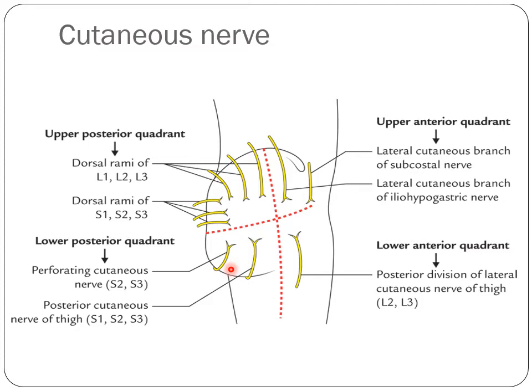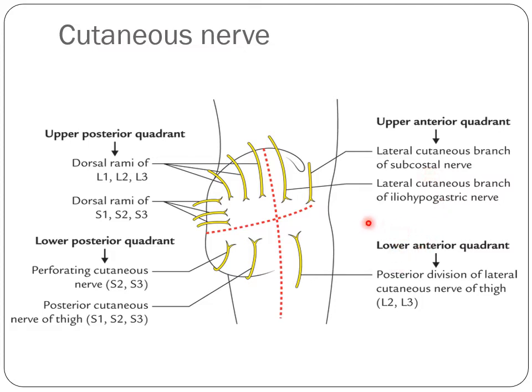It is thus evident that the area of skin supplied by the ventral rami derives from widely separated segments: the upper and lateral part of the gluteal region by the subcostal and iliohypogastric nerves. The upper and anterior quadrant is supplied by the iliohypogastric and subcostal nerves, T12 and L1.